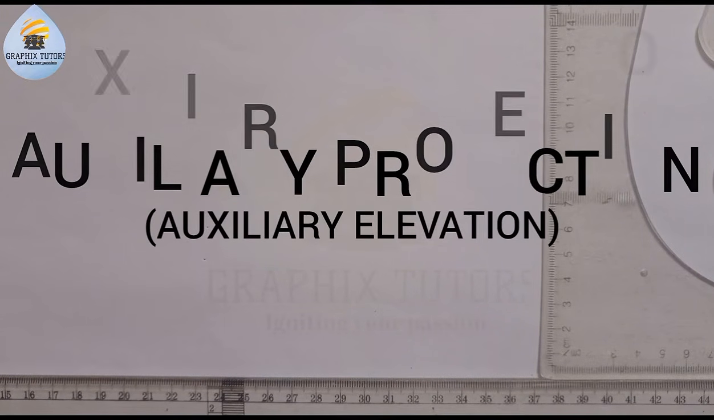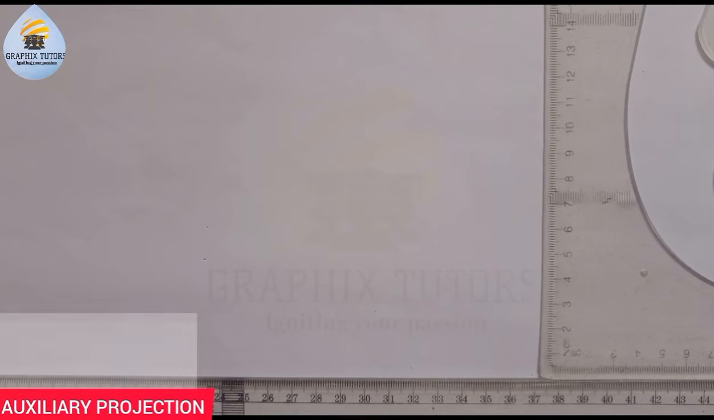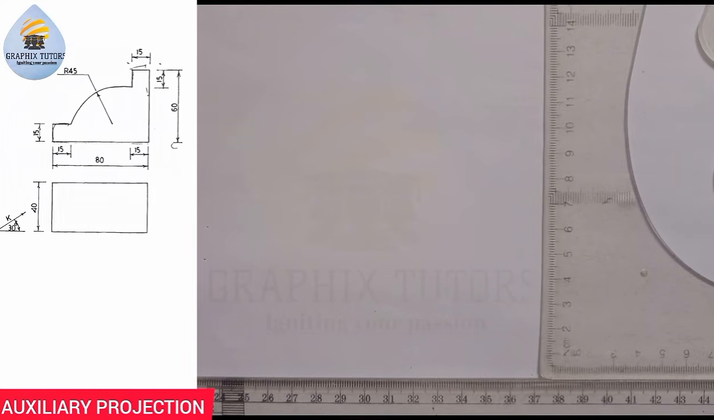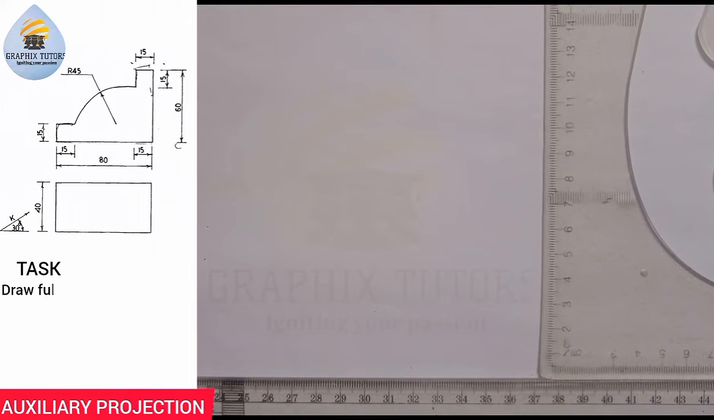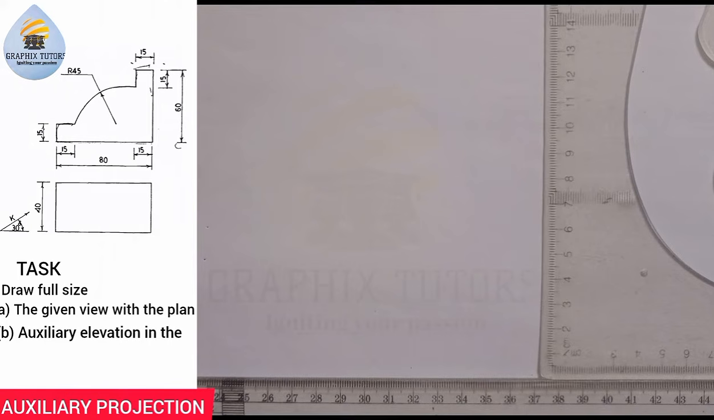If you look at the left hand side of the screen, you see a question and it goes like this. It says, draw full size the given view with the plan, auxiliary elevation in direction of the arrow K, right? This is what we are told to do. We should draw the given view. We should draw the auxiliary what? Elevation. Now, if you look at the diagram carefully, we are to reproduce this diagram. That's why we were told to draw the diagram, right?